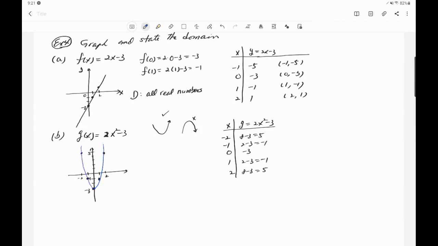Like this, right? And then the domain. In this case, for the domain, there's no restriction. X can be any real numbers, right? So domain is all real numbers.